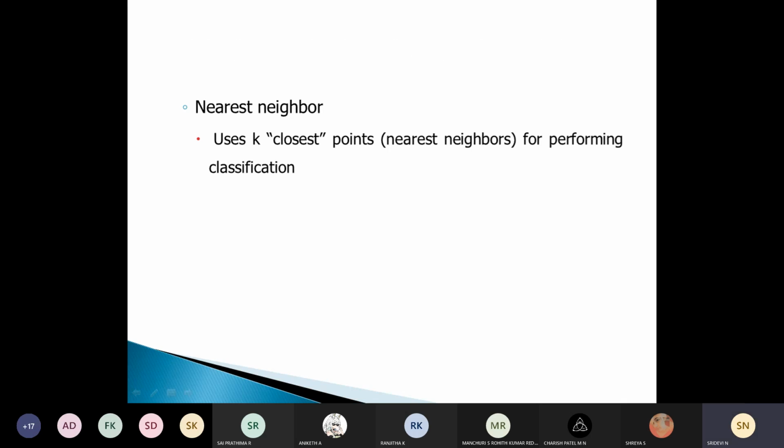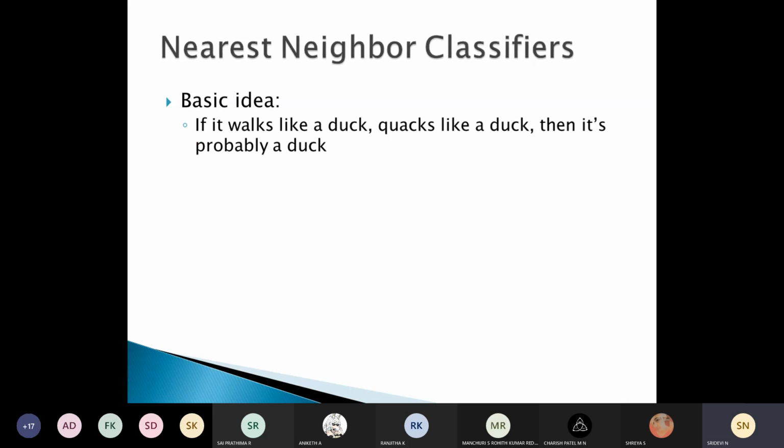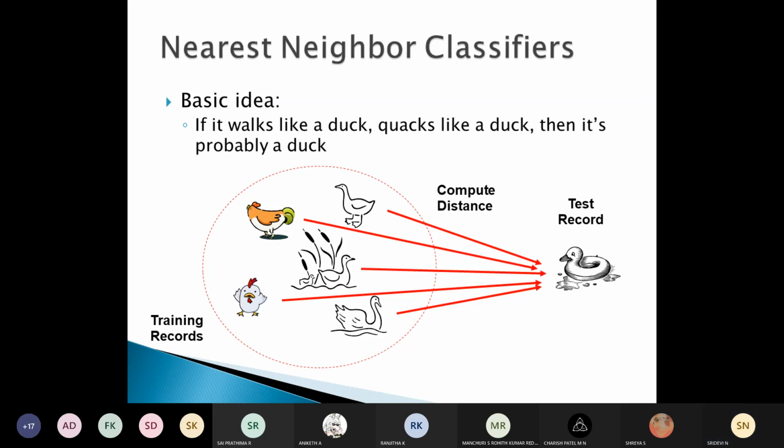Okay, so it's like this. The basic idea is, if a particular test record walks like a duck and quacks like a duck, then probably we say that it is a duck. A test record will be given and we will just try to match like this. If it walks like a duck and quacks like a duck, then it's probably a duck.